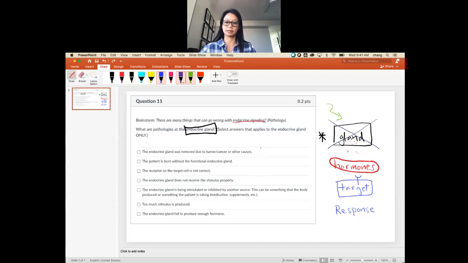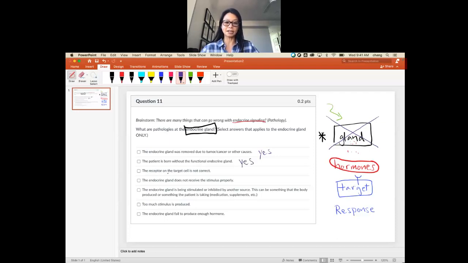Okay, the patient is born without a functional endocrine gland. This is saying, again, what if the gland is not there? If you're born without this or it doesn't work, then that is a pathology of the endocrine gland. So this is a yes.